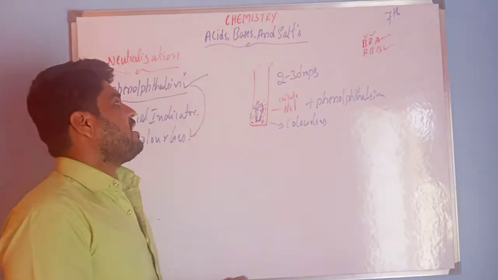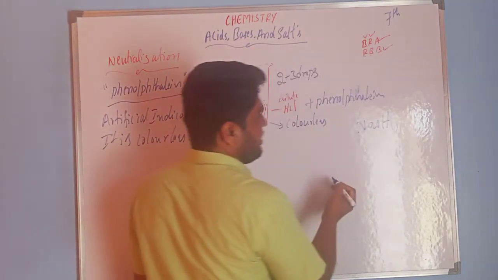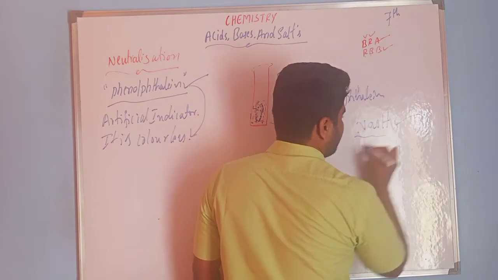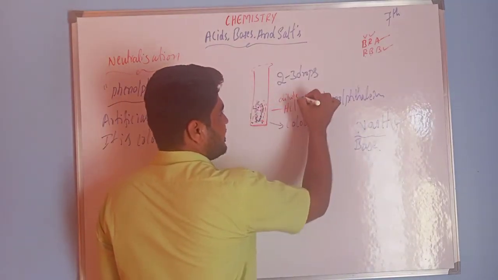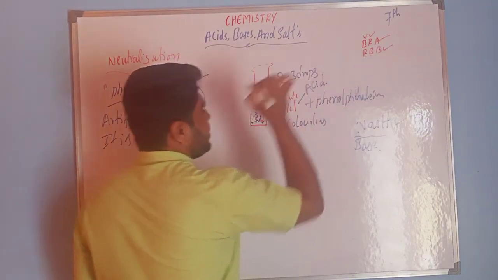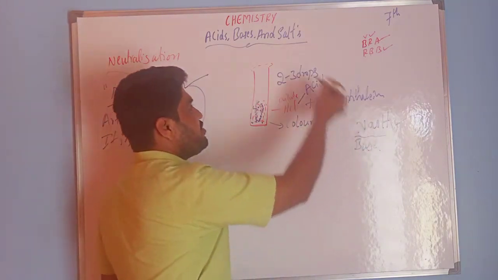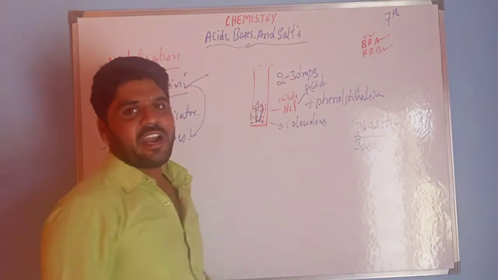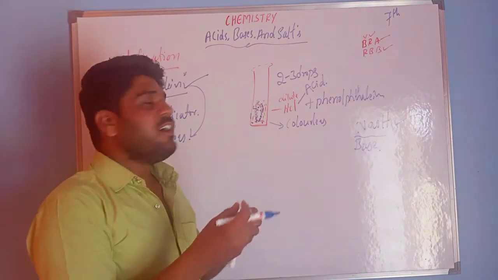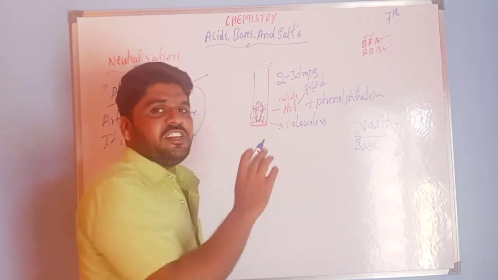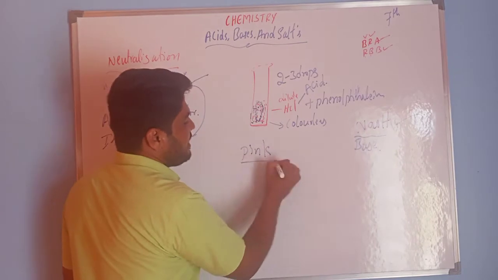So now we have to take sodium hydroxide. This is a base, and this HCl is an acid. So in the dropper, you have to take this NaOH and add drop by drop. At a particular time, this color changes into pink color.